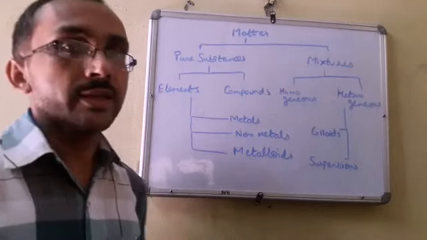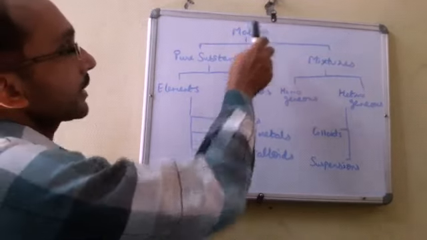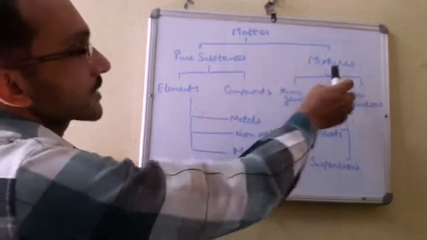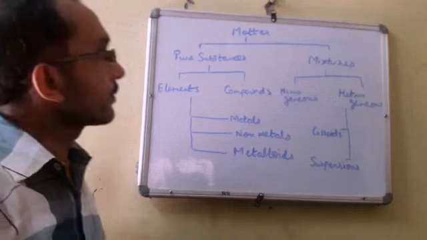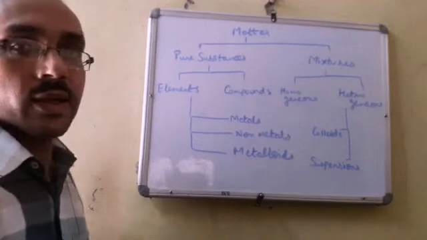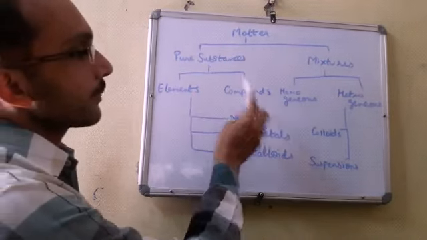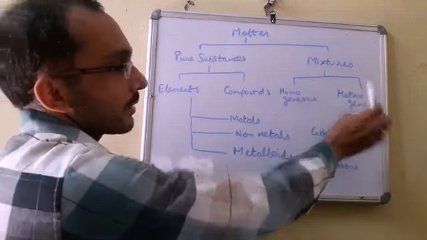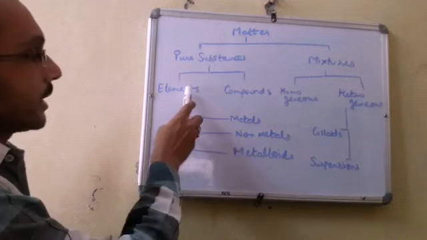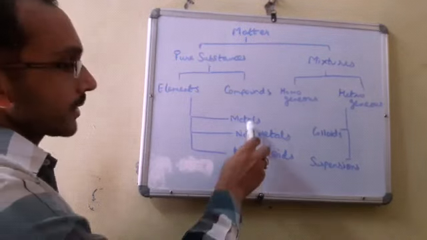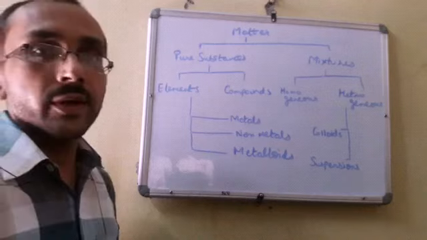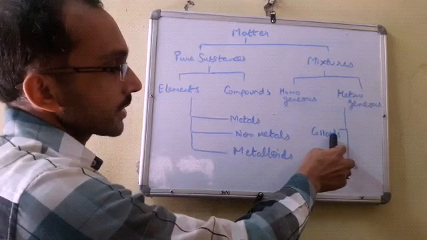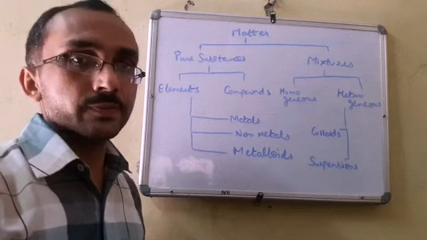Now students, we can easily classify matter by the help of this flow chart. Matter is classified as pure substances and mixtures, which I have told just now. Now pure substances are further classified into elements and compounds, and mixtures are further classified into homogeneous mixtures and heterogeneous mixtures. Here elements are further divided into metals, non-metals and metalloids, whereas here heterogeneous mixtures are further classified into two types, that is colloids and suspensions. Understood?